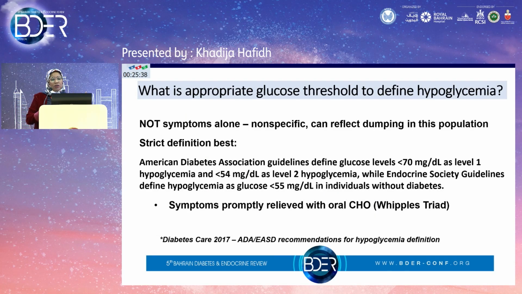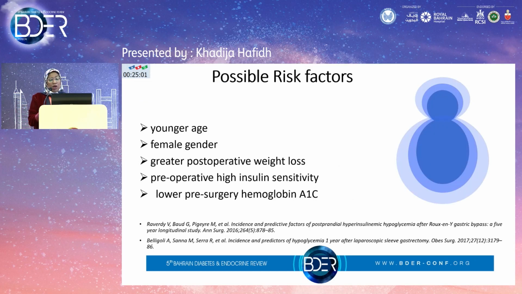So what's the appropriate glucose threshold that we use for defining hypoglycemia? It's the same as in other forms of hypoglycemia. We use the ADA guidelines: less than 70 as level 1 hypoglycemia, and less than 54 as level 2 hypoglycemia. The Endocrine Society, however, uses another threshold: less than 55 in those individuals without diabetes. For symptoms, you need to have Whipple's triad, where you have symptoms, low glucose, and the symptoms are relieved with the intake of glucose, or carbohydrate rather.